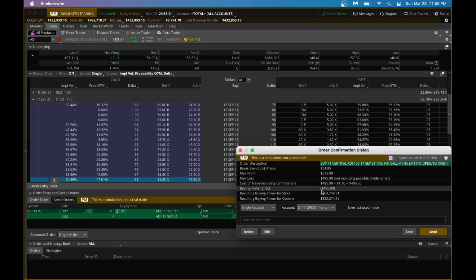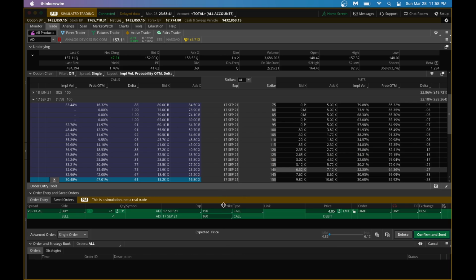It's a good trade. Basically, you're almost doubling your money. You pay 485 and you're making 515, which is good. You can kind of double your money if the stock does very well. So this is one way to do it. But if you're even more bullish, you could also venture out and do either 165 or 170.